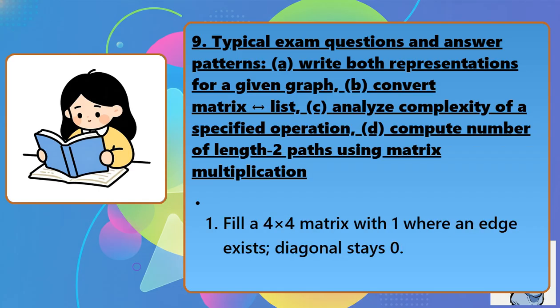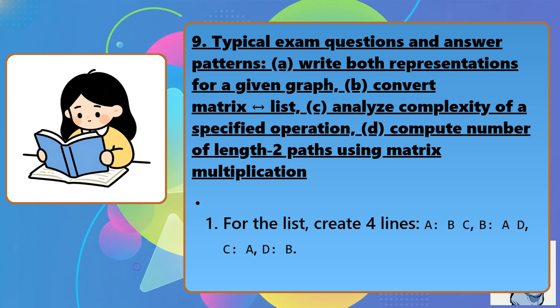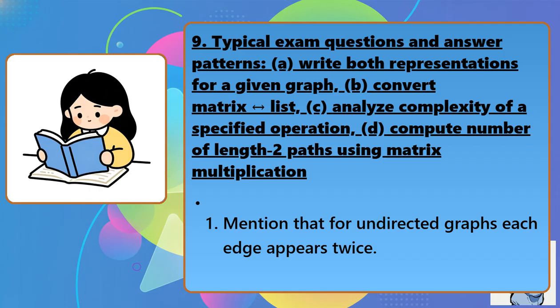2. Fill a 4x4 matrix with 1 where an edge exists, diagonal stays 0. 3. Show the matrix rows. 4. For the list, create 4 lines: a: b, c; b: a, d; c: a; d: b. 5. Mention that for undirected graphs each edge appears twice.